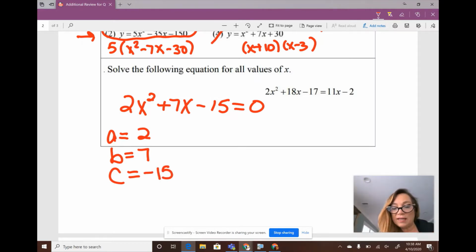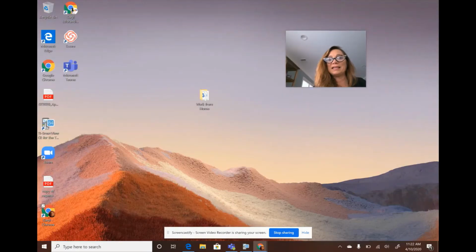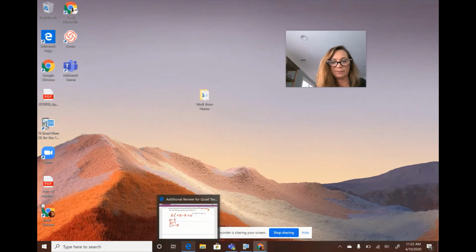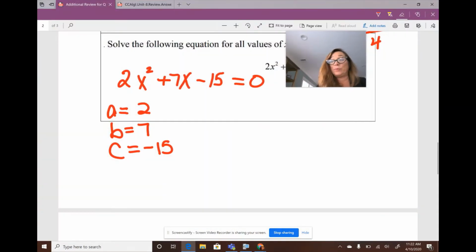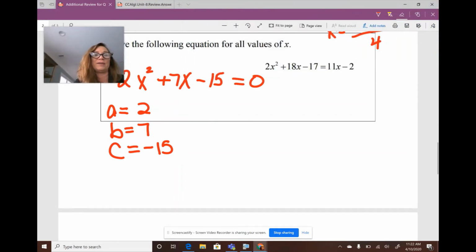Hold on one second. Hi guys, I'm back. I think I said negative 5 instead of negative 15, but that's what happens sometimes. I'm kind of in the way of my own thing. I don't know why that keeps getting dark, but it does.